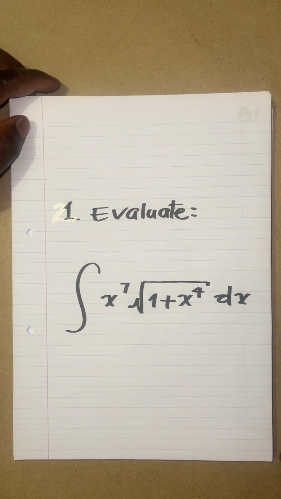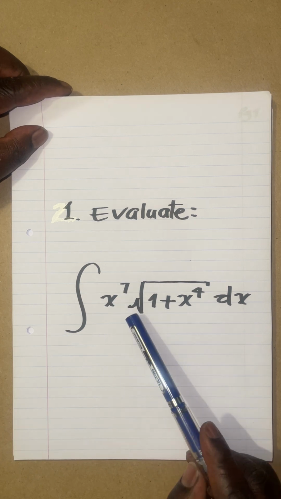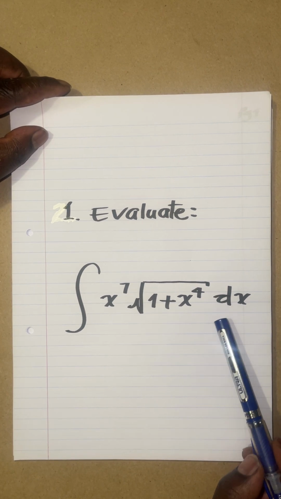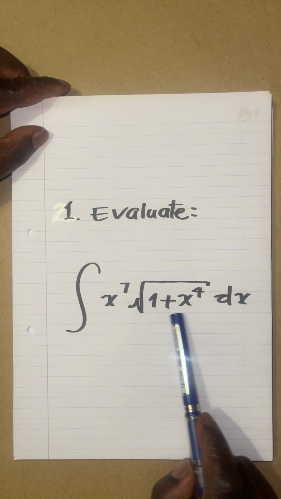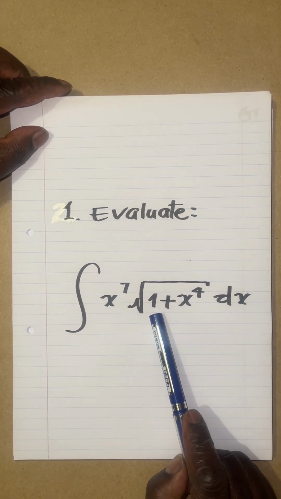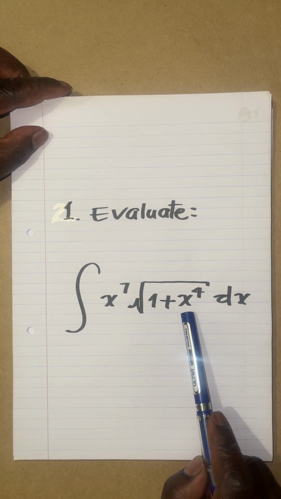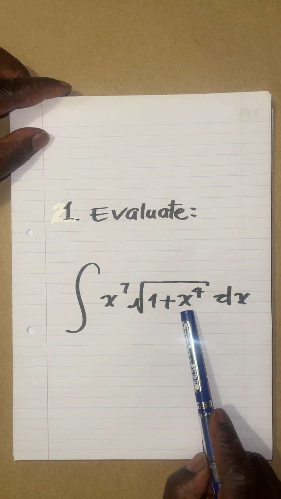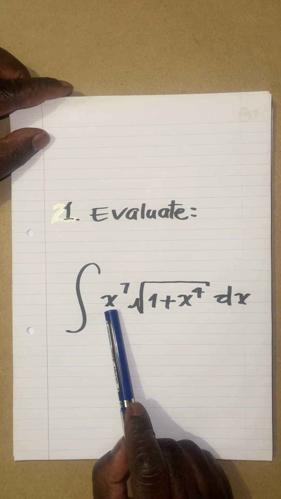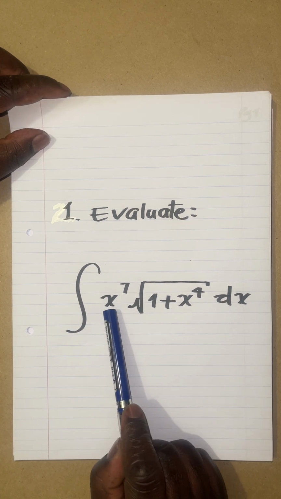Our first integral is the integral of x^7 times the square root of 1 plus x^4 dx. Now I want to look at this expression under the square root sign. If I differentiate this, the derivative of 1 is 0 because 1 is a constant. The derivative of x^4 with respect to x is 4x^3. So I have x^3 there if I differentiate the expression under the square root sign. But I have x^7 outside, which means I need to transform this one. So this is how we do it.